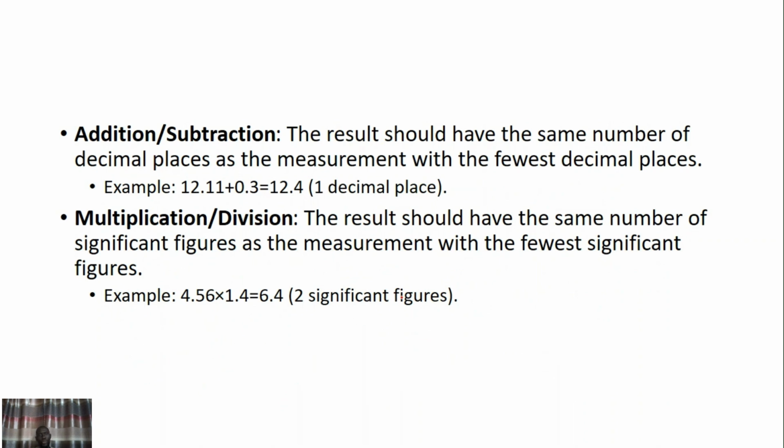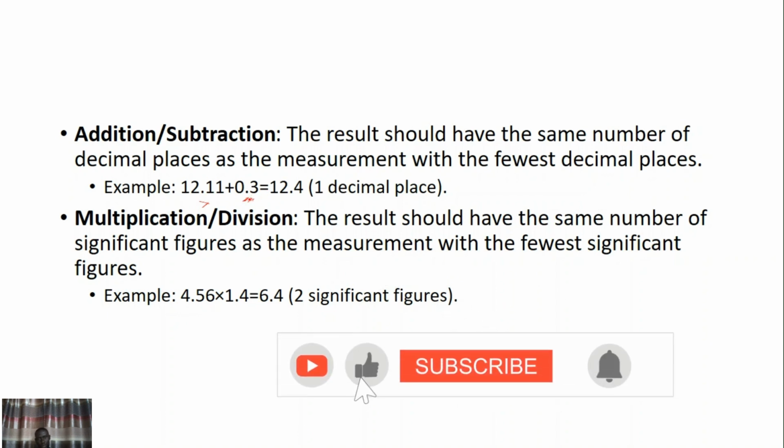Now, when doing calculations with decimals, it's important to follow some rules. Rule number one: when you are doing addition and subtraction for decimal numbers, your result should be expressed in the same number of decimal places as the measurement with the fewest decimal places. In this example, this one has two decimal places and this one has one decimal place. Your result should be expressed in one decimal place because that is the fewest decimal places.